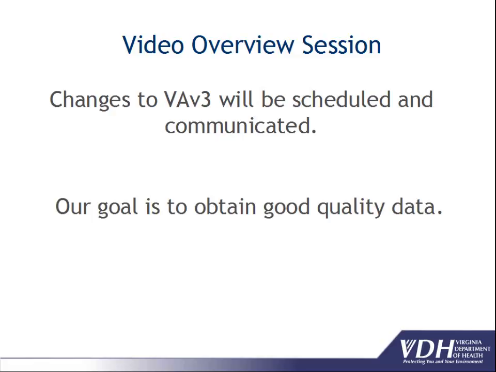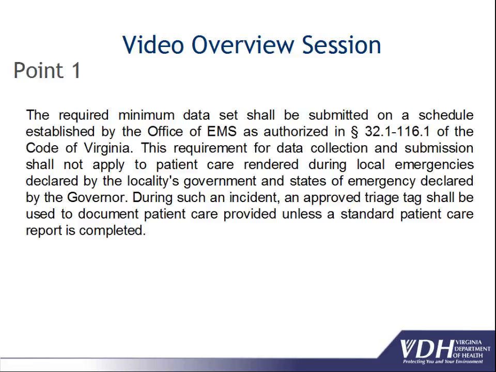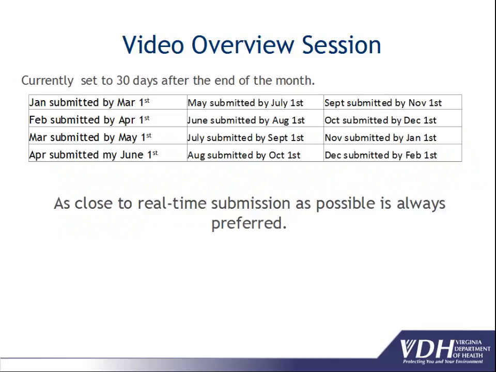Also, we thought this would be a good time to reiterate a few items. The first one is when to submit medical records. Here's what is shown on page 60 of the Virginia Emergency Medical Services Regulations. The current schedule is that all medical records shall be submitted no later than 30 days after the end of the month. As shown here, you can see how that schedule looks. Real-time, or as close to real-time submissions as possible, is preferred, but this is the minimum requirement. Those agencies that fail to meet this minimum requirement risk being cited for compliance.